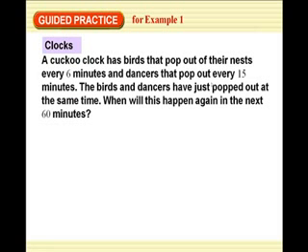All right, the last guided practice, it says a cuckoo clock has birds that pop out of their nests every 6 minutes and dancers that pop out every 15 minutes. The birds and dancers have just popped out at the same time. When will this happen again in the next 60 minutes? So they want to know what is the least common multiple of 6 and 15. So when is it going to happen again?